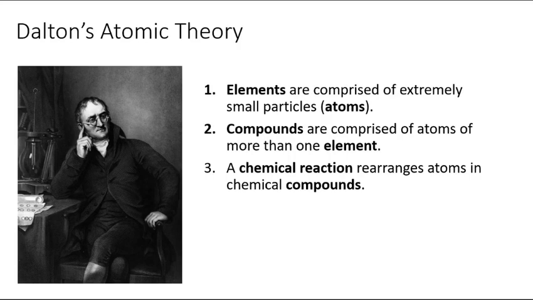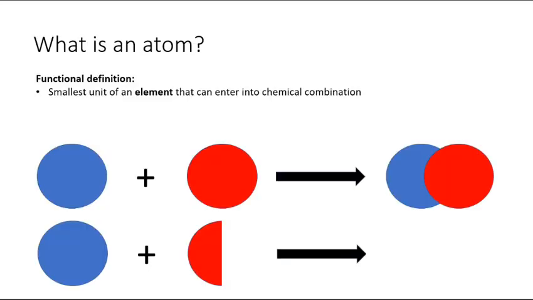Finally, in the course of a chemical reaction, you see a rearrangement of the atoms in chemical compounds. Atoms are not created or destroyed in chemical reactions. So Dalton's framework here is a simple yet detailed enough model to give us an idea of how atoms, elements, compounds, and also chemical reactions are both defined and related to one another. So using Dalton's atomic theory, we can define the atom functionally as the basic unit of an element that can enter into a chemical combination.